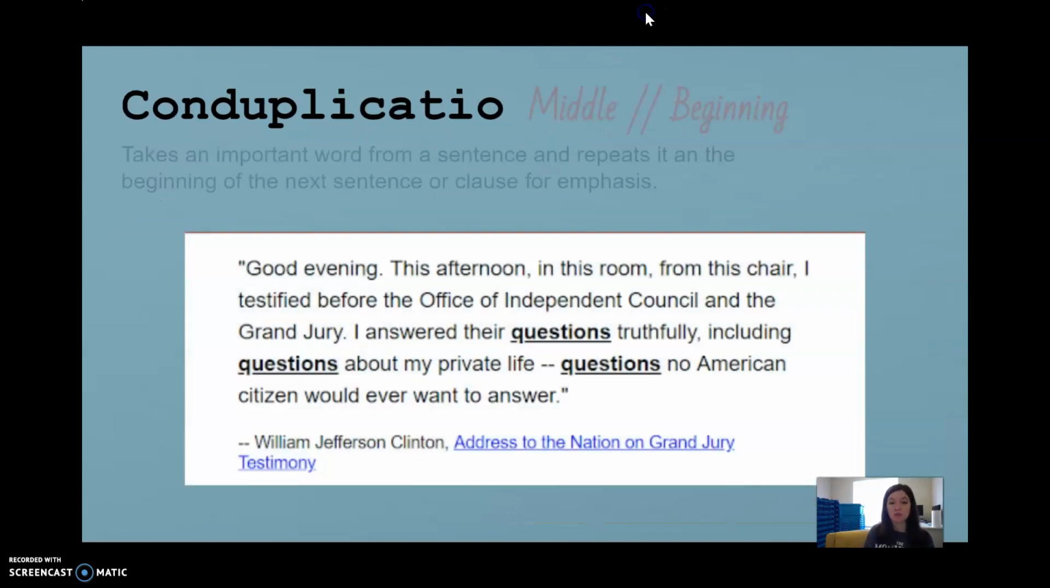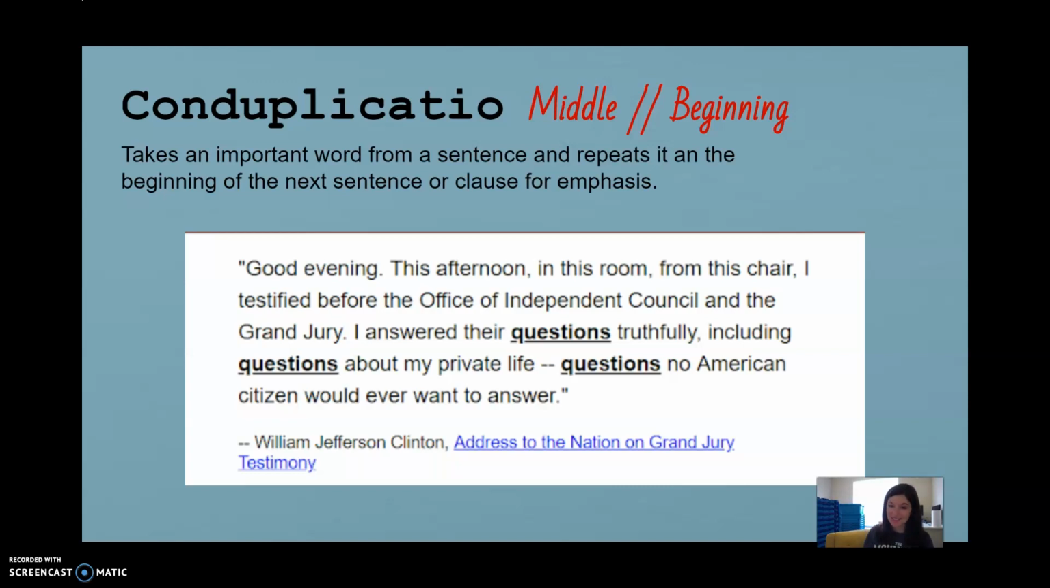Then we have conduplicatio, which is repetition in the middle of a sentence and then at the beginning of the next sentence or clause. So here we have, "This afternoon in this room from this chair, I testified before the office of the independent counsel and the grand jury. I answered their questions truthfully, including questions about my private life, questions no American citizen would ever want to answer." Here we have questions occurring in the middle of these clauses, and then Clinton uses questions at the beginning of his final clause. By putting it at the beginning of this final clause, it emphasizes further the repetition he's already used.